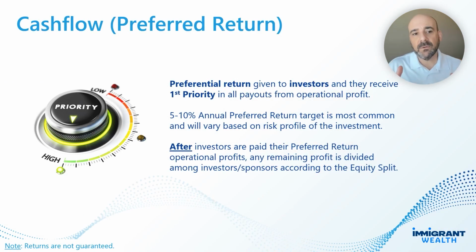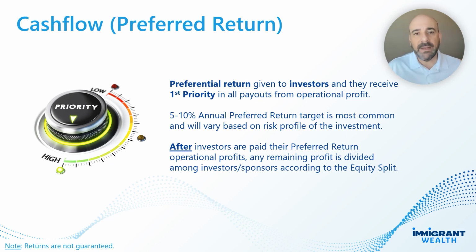So cash flow is really the money that comes off every month or every quarter from that property. That's the profit made after the rents come in and the expenses are paid out. And the syndications that I'm a part of, and this is a very common thing, is we offer something called a preferred return, which means the limited partners get first priority on all payouts from the operational profits.